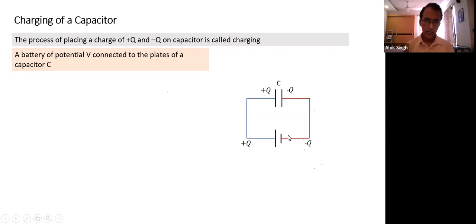As soon as I make this connection, what will happen? Whatever comes to mind, try and tell me. If I connect two plates of the capacitor to two different terminals of the battery, what will happen? A battery of potential V is connected to the plates of a capacitor. What will happen the moment I connect? Whatever thoughts come to mind, you can tell me. Then we'll see which thought is correct and which is not.